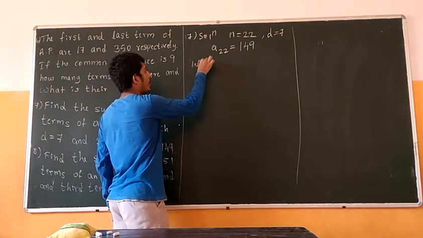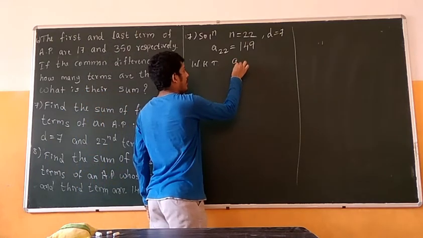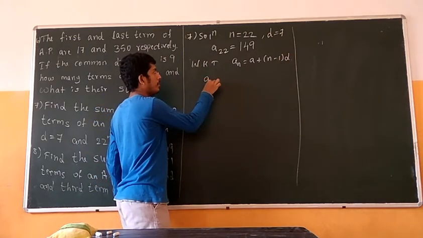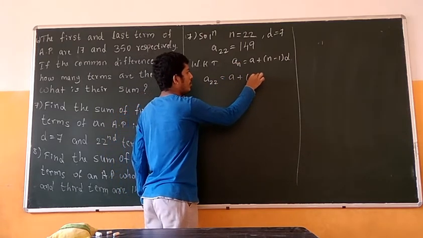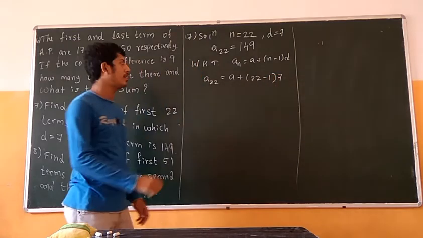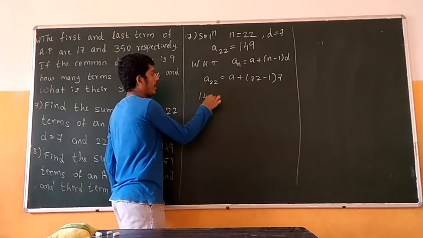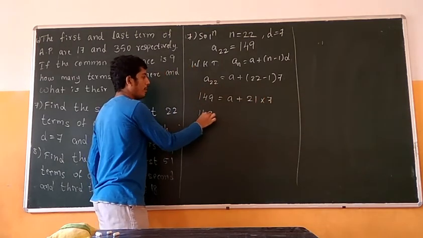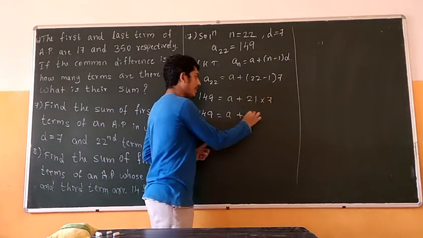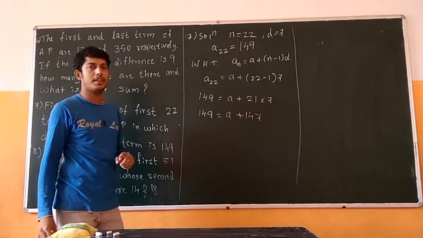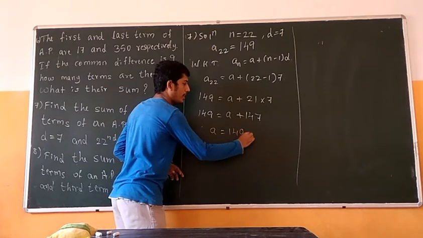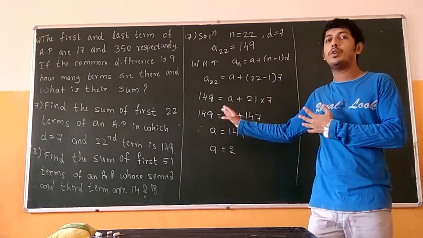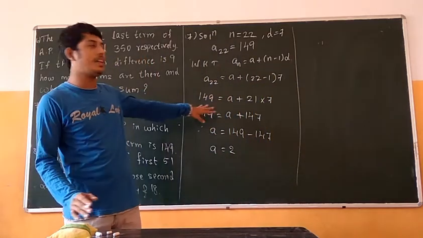Once we have written the formula, then we have to substitute the values. An is equal to a plus n minus 1 into d. So now the 22nd term equals a plus 22 minus 1, and the d value is 7. So the A22 value is 149, which is equal to a plus 21 into 7. 149 is equal to a plus 147. So the value of a becomes 149 minus 147, a equals 2. Therefore we found the value of a, the first term, and the first term of this arithmetic series is 2.